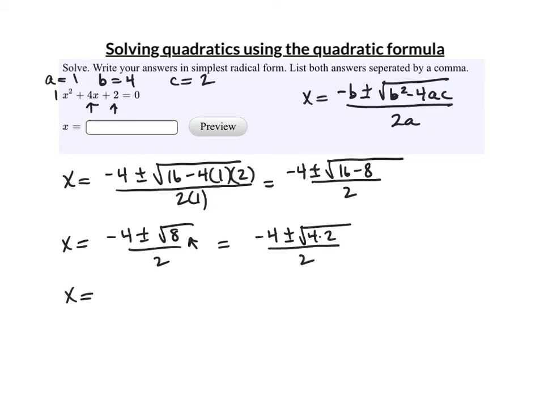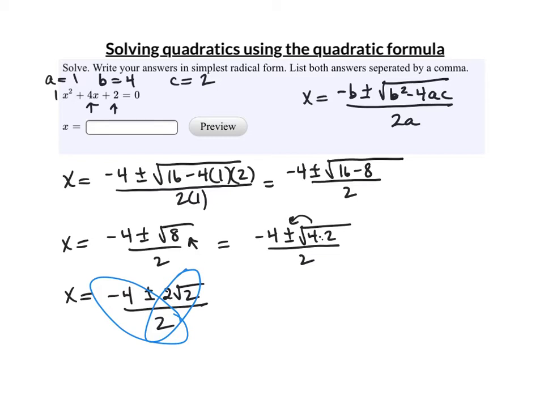So the square root of 4 will go out front as a 2 in front of the root, not in front of the plus or minus. It's negative 4 plus or minus, square root of 4 is 2, 2 root 2 over 2. And just like the last example, 2 root 2 divides by 2, and 4 divides by 2. This will only work if both numbers up top are divisible by 2.